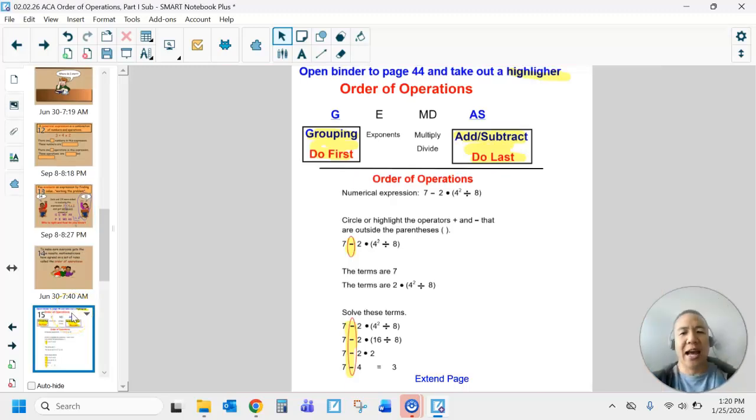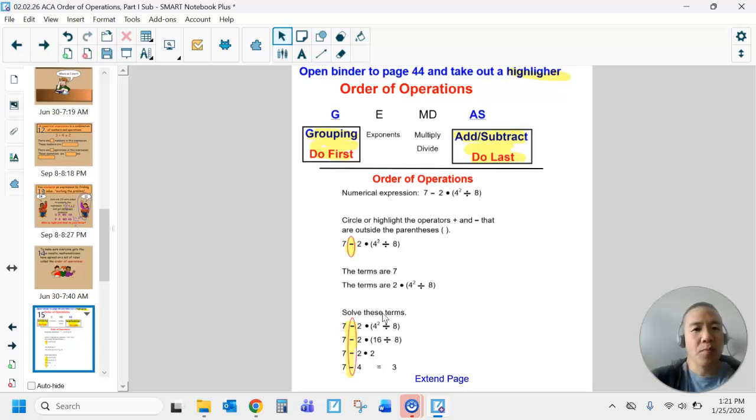So now it's time to take out your highlighter. Look inside your case. You should have a highlighter, green, yellow, or something. With your highlighter, I need you to open up your packet to page 44. Everywhere you see yellow here, I need you to highlight it. So please pause the video so you know what you need to highlight.